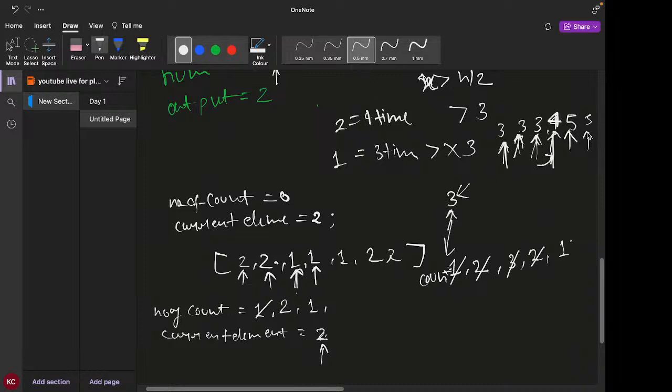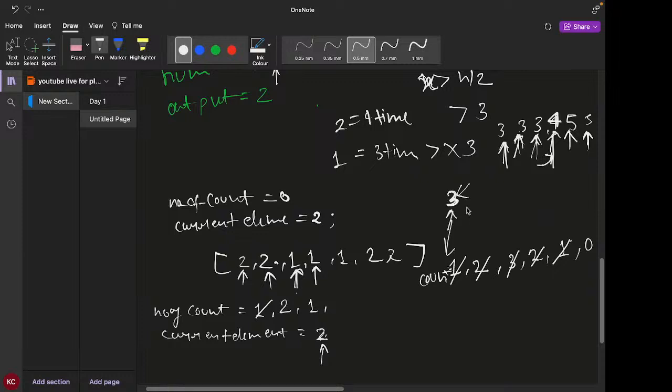Again, if someone comes and votes for the 5, then its vote will decrease to 0, because now 3 is not in the majority. So for winning, it should have at least one more than all the others.